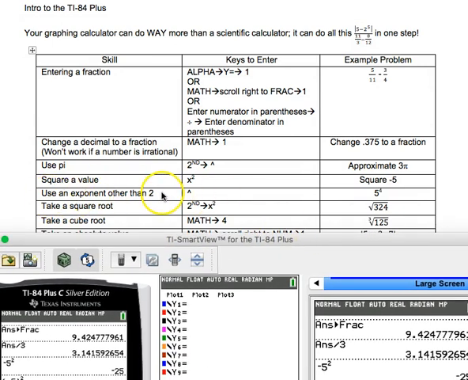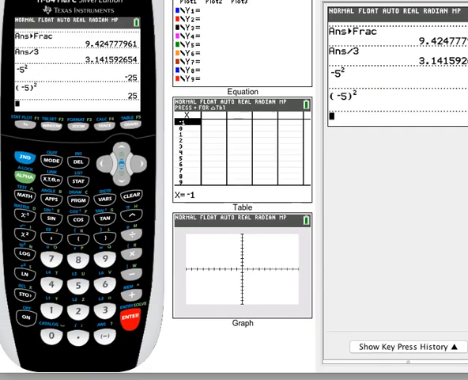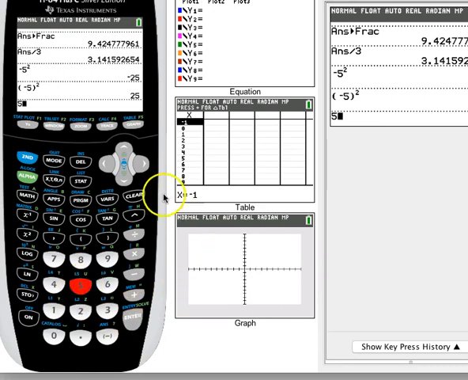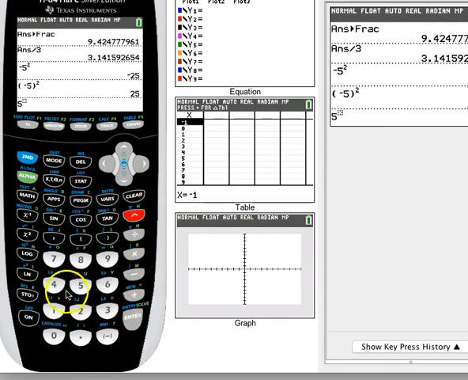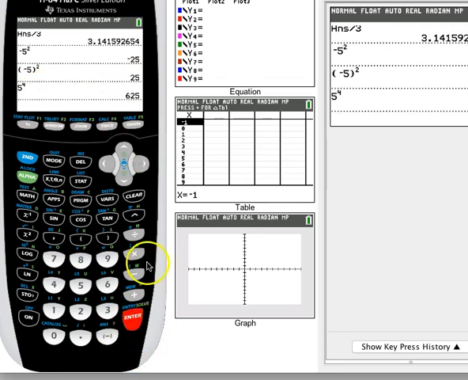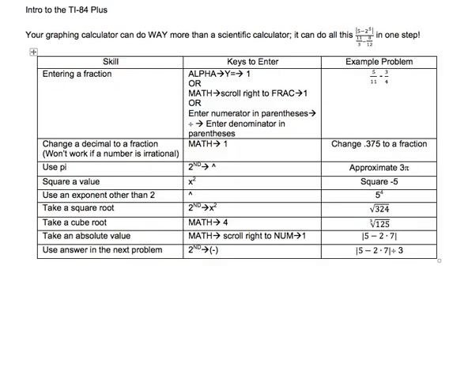Next one is exponent key, which looks just like it did on the scientific calculator. So if I want to take 5 to the 4th power, I would hit 5, then I'd hit that little caret exponent button, and then 4. Notice again this little blinky right arrow just tells me to get out of the exponent. I have to press the right arrow, and then I can press enter. So 625 should be our answer for that.